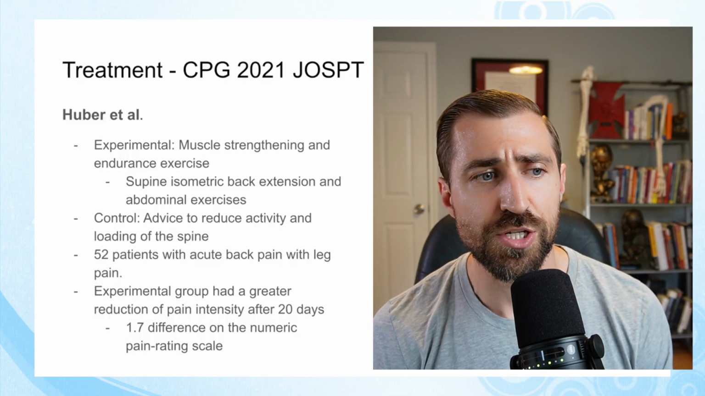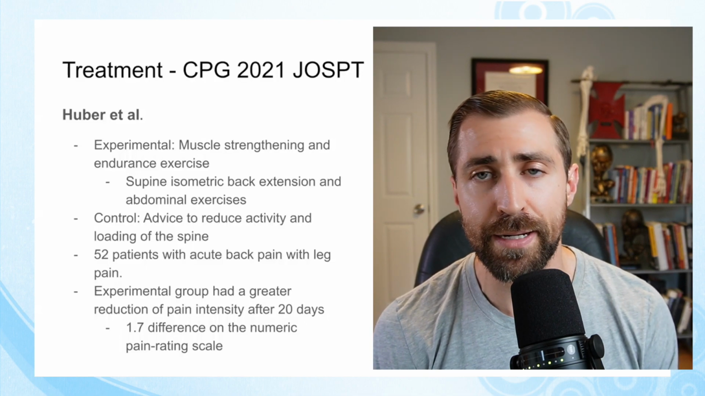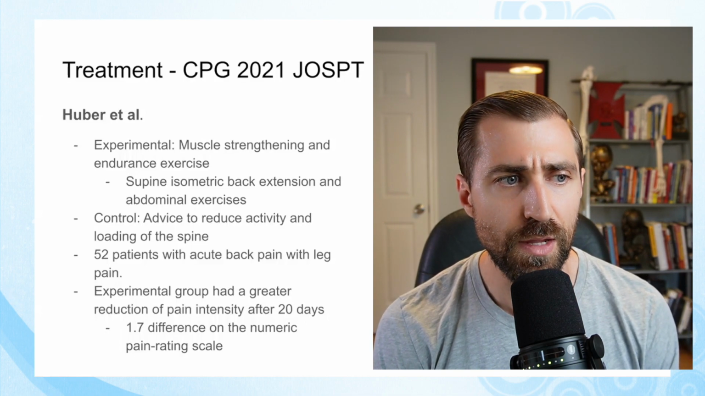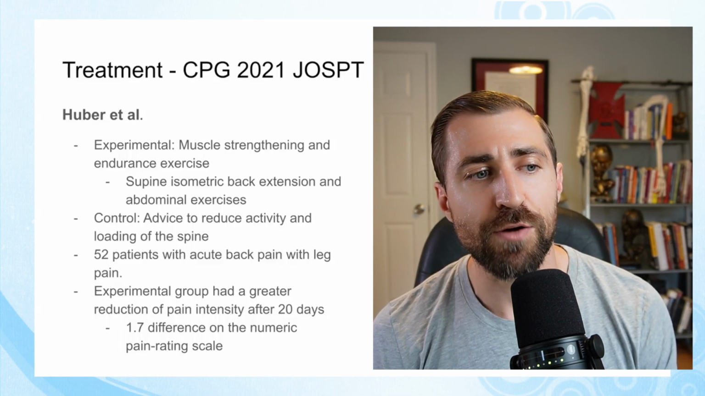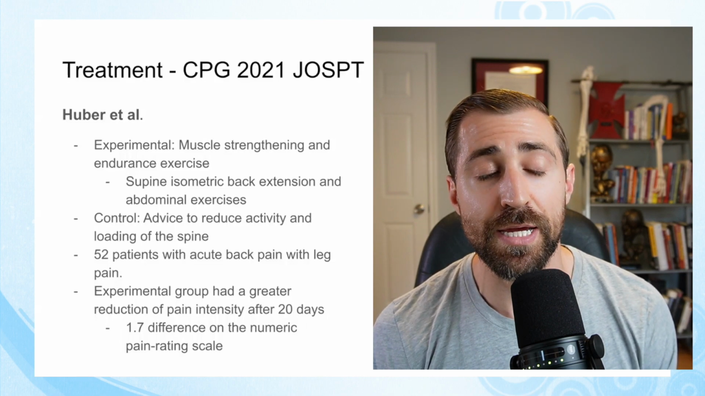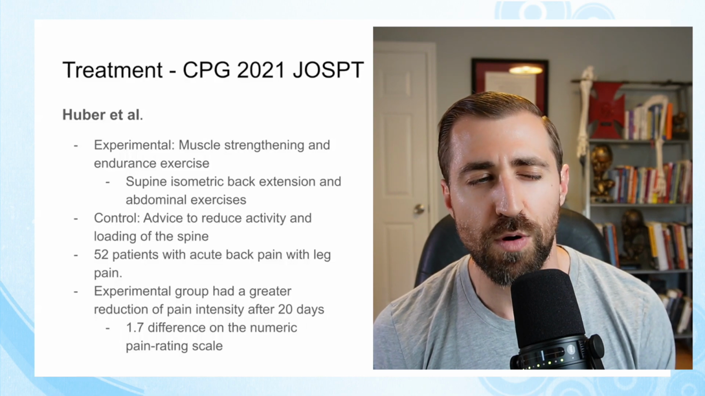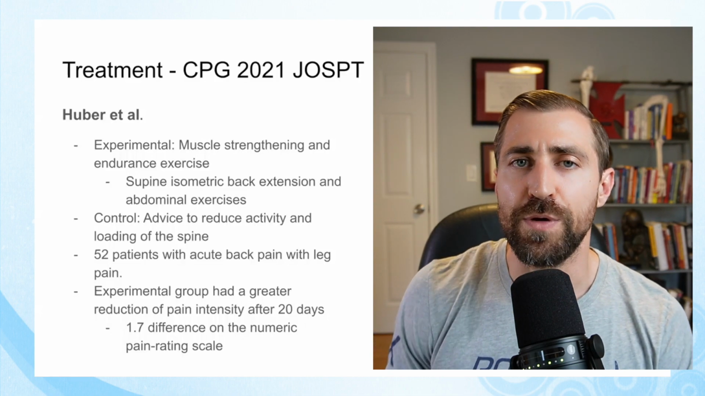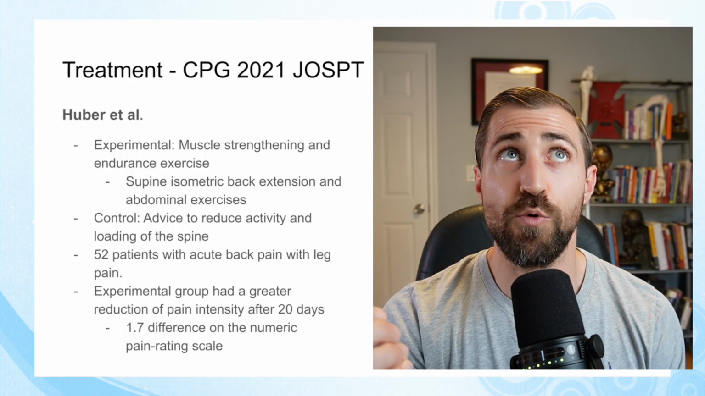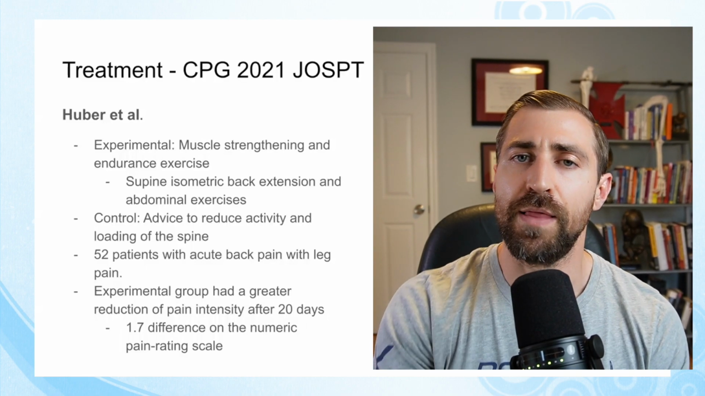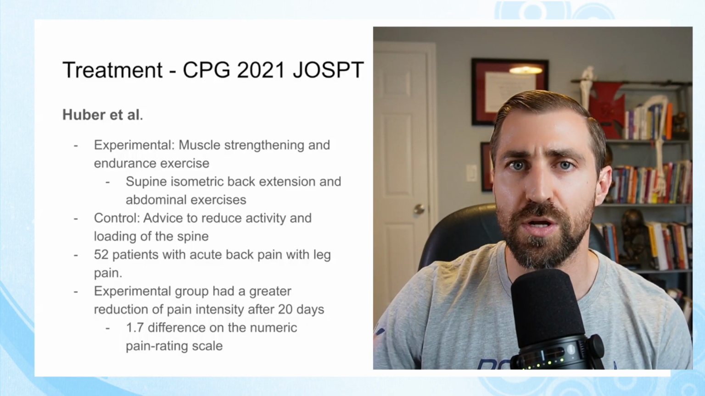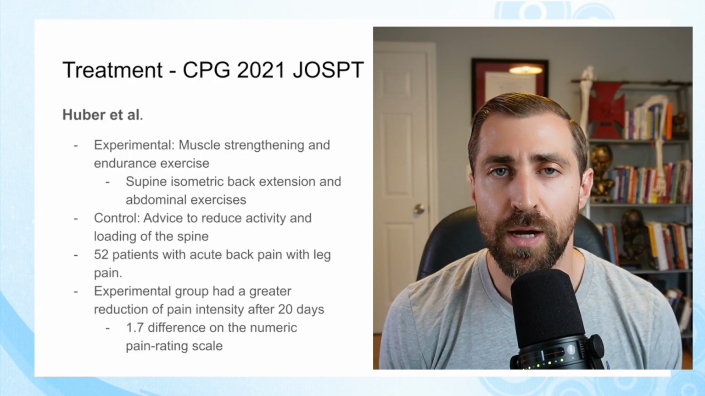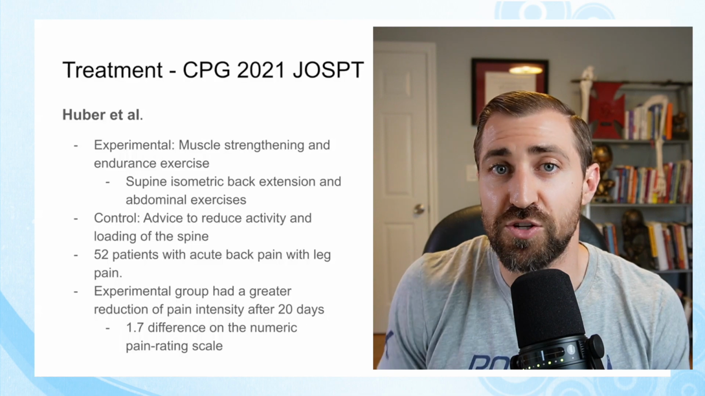There were 52 patients with acute back pain with leg pain. Again, we don't know if these patients all had radicular low back pain or not. And the experimental group had a greater reduction of pain intensity after 20 days, which is around a 2-point difference, 1.7 on the numeric pain rating scale. So it looks like if we give these patients some form of core strengthening routine, that's going to decrease their pain more so than saying, hey, take it easy, don't load the spine too much, right? And that's good. Seems like exercise is beneficial for these folks.